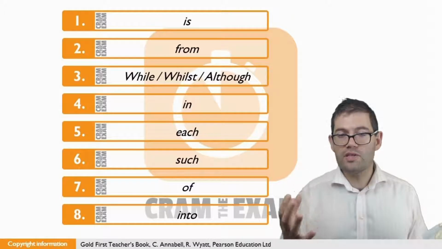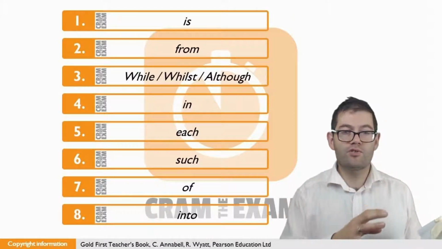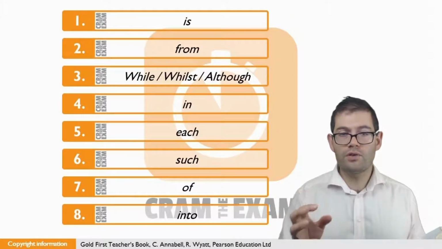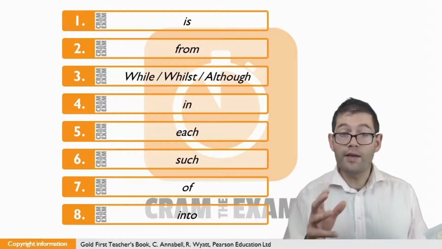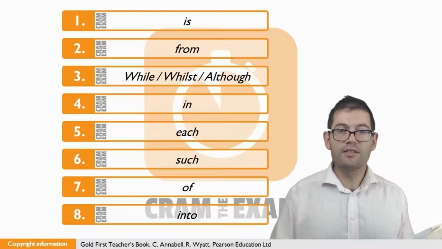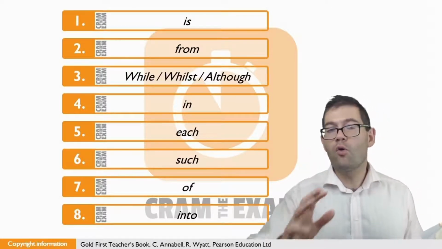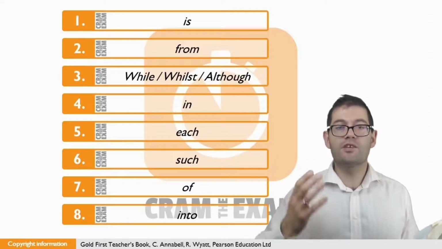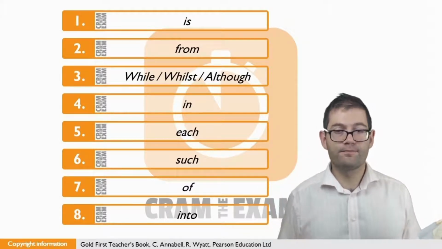So we've got a choice here. Given this particular language structure, sentence pattern, we've got a choice. We can either say while, we can say whilst, or we can say although. All three of them present a contrasting idea.